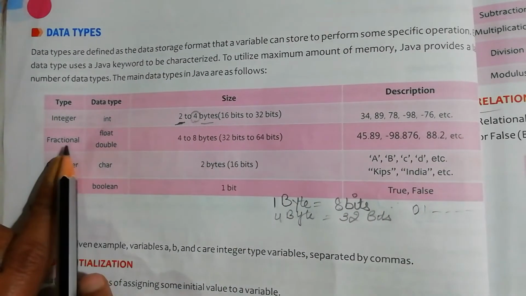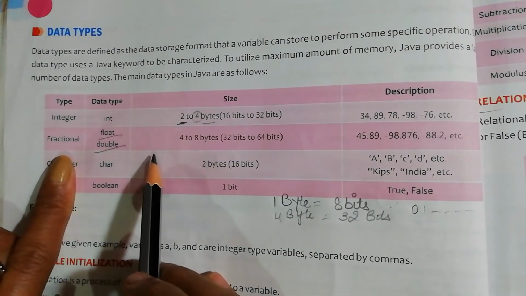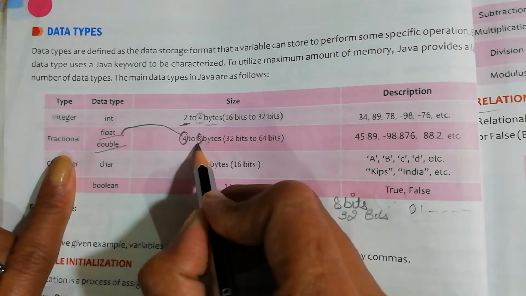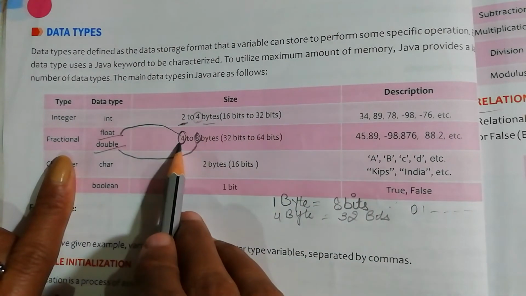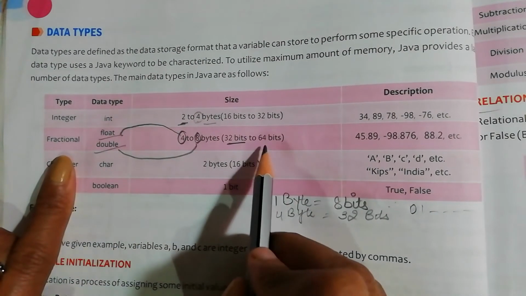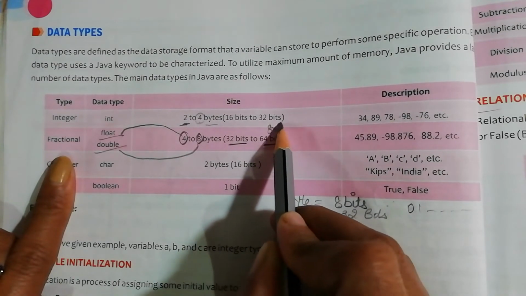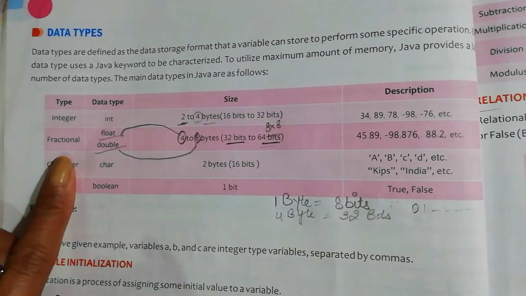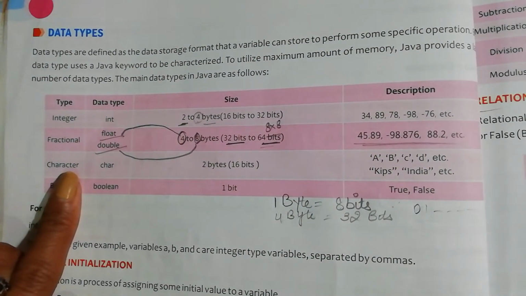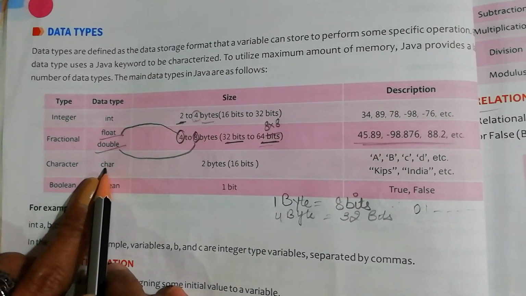Clear? If you are going to store a fractional number, that is a float or double data type, float takes 4 bytes and double takes 8 bytes. So 4 into 8, you get 32 bits if you store a float number, and 64 bits, 8 into 8, if you store a double. Clear? These are just examples; the numbers can be different. Clear? So for character you have to write char.